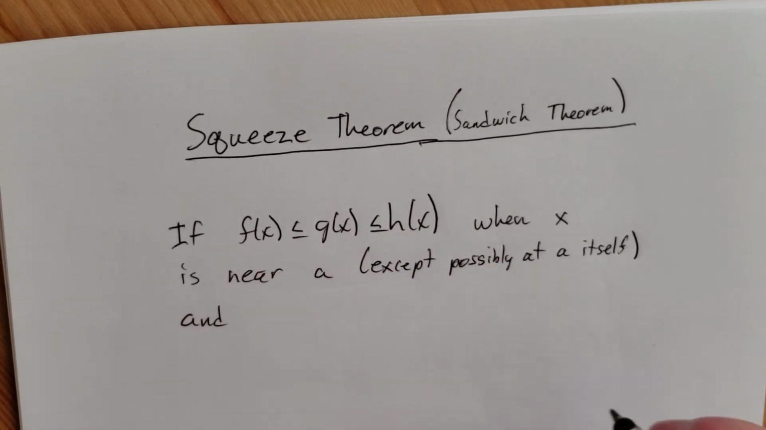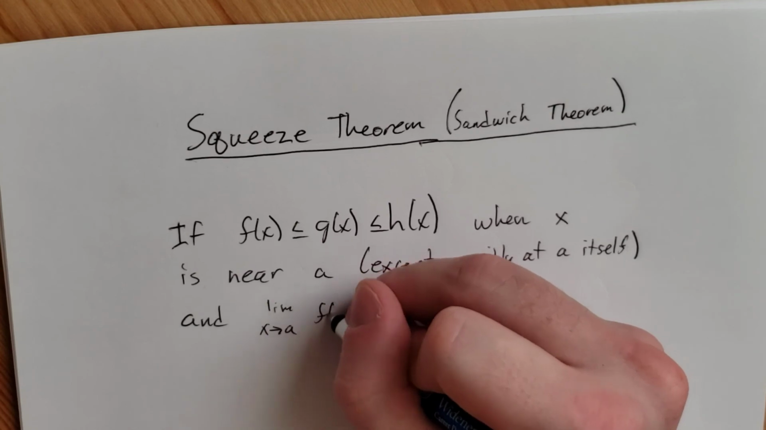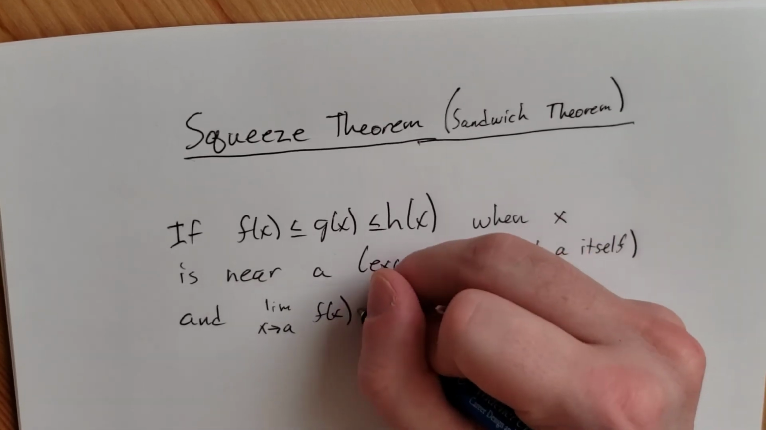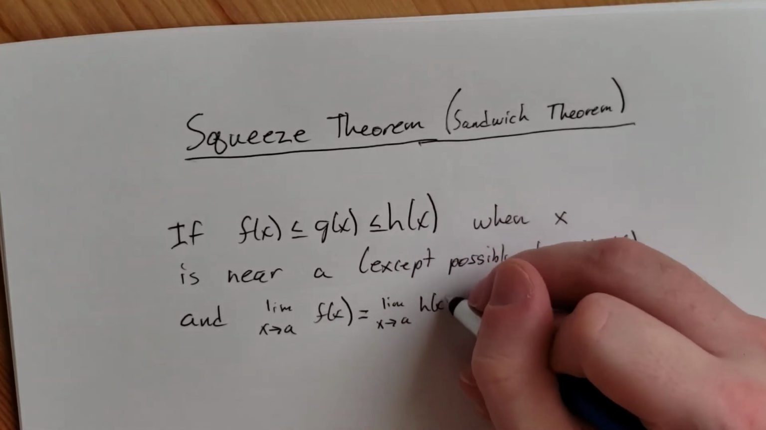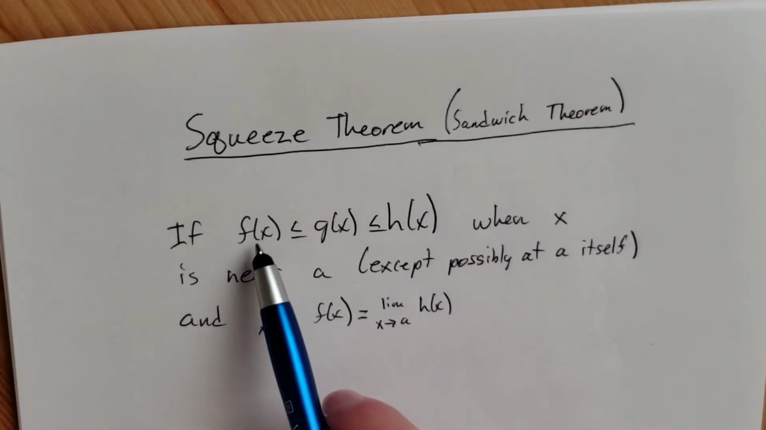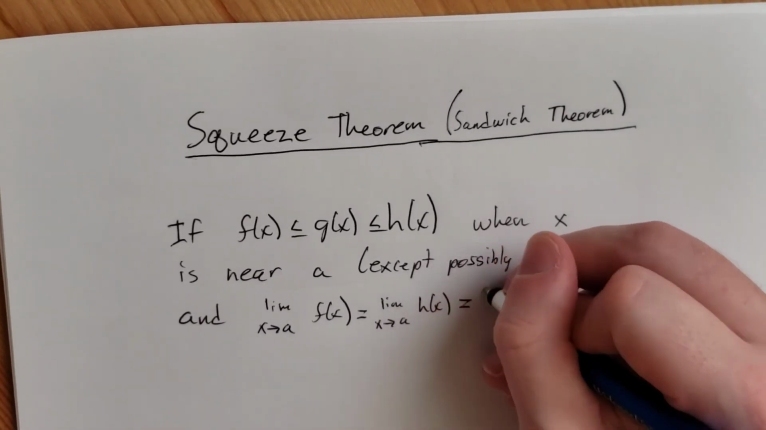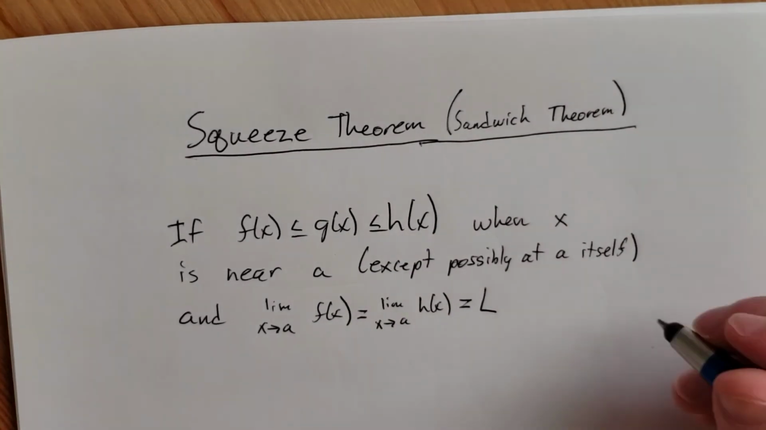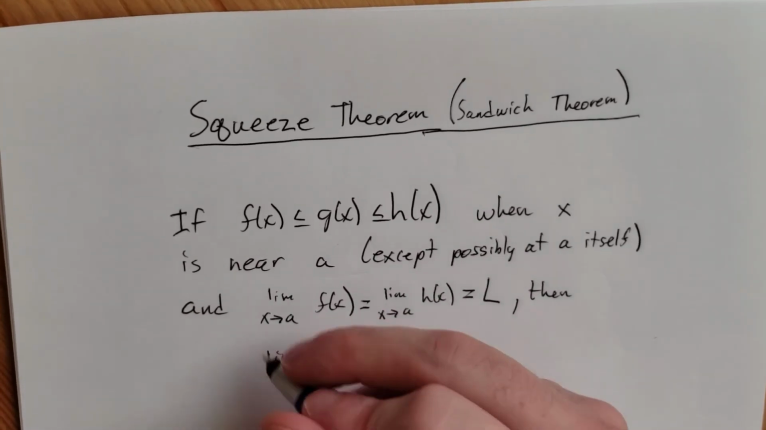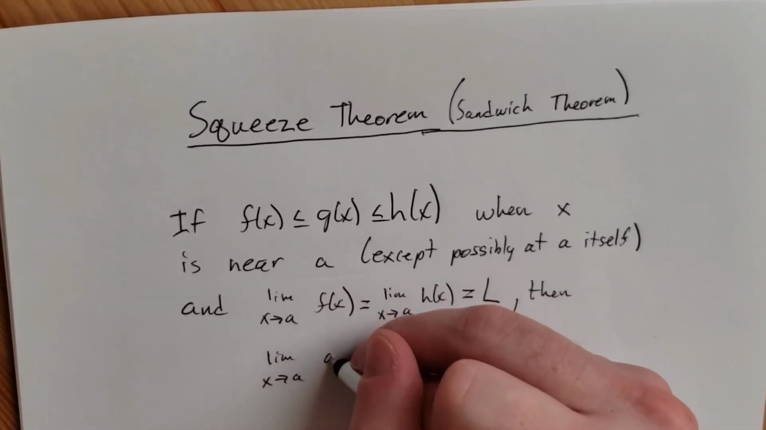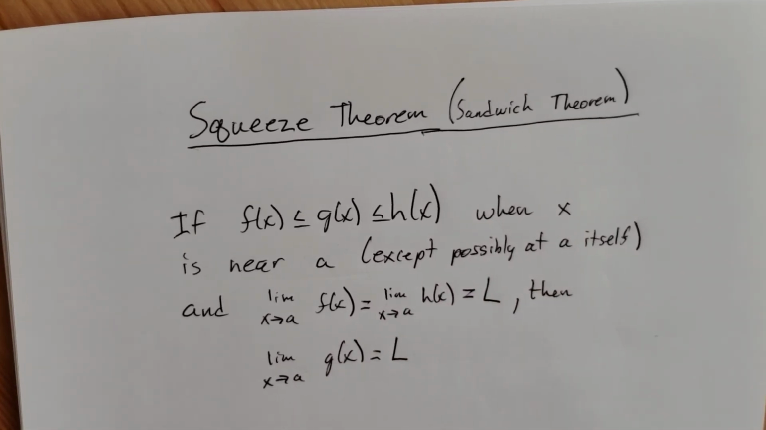and we have a second condition here, and we know the limit as x approaches a of f of x, so this smallest function, is equal to the limit as x approaches a of h of x. So if the two limits are equal on the smaller function and the larger function at this value a, and that is some limit which we'll call L, then the limit as x approaches a of g of x, so the middle function, must also be L.